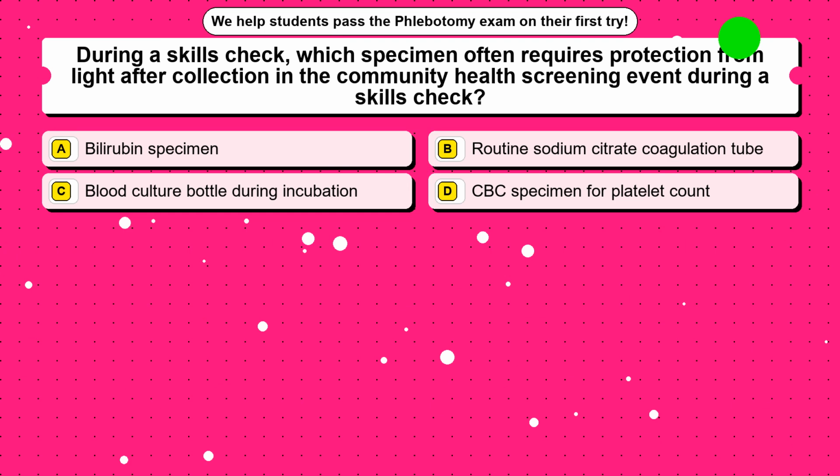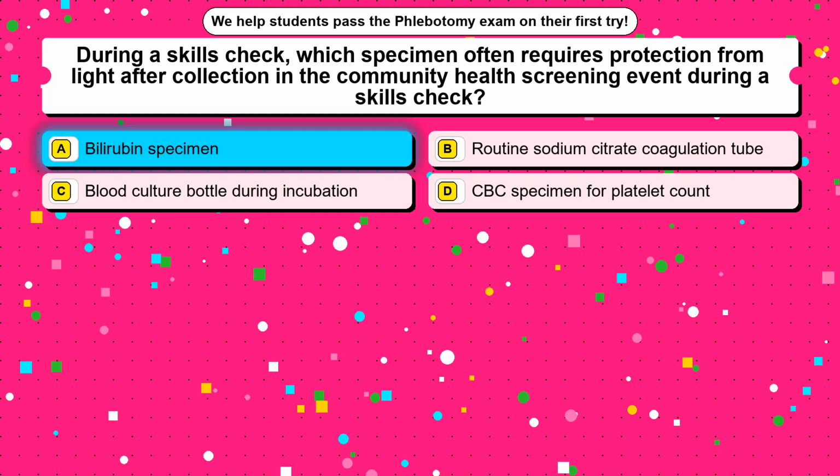Question 45. During a skills check, which specimen often requires protection from light after collection in the community health screening event? Option A, bilirubin specimen. Option B, routine sodium citrate coagulation tube. Option C, blood culture bottle during incubation. Option D, CBC specimen for platelet count.